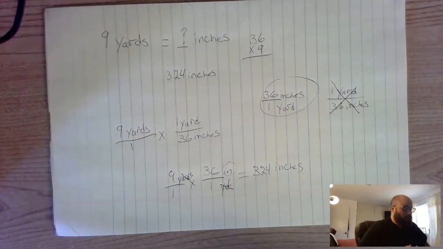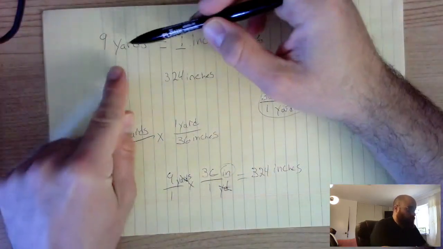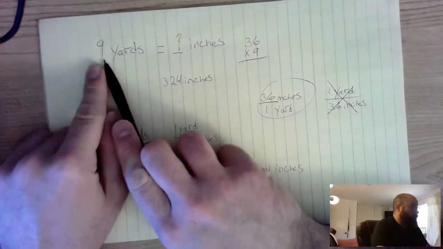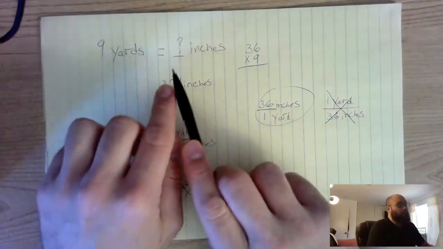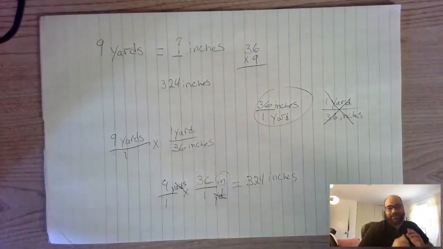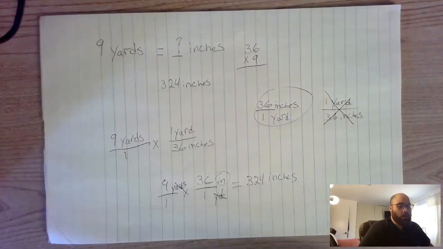in 9 yards. Now, if you're looking at this, remember, 324 is larger than 9, but yards are larger than inches. Bigger unit, smaller number. Smaller unit, bigger number. So that can help answer some of the questions about, is this going to get larger? Am I going to be multiplying? Is it going to get smaller? All right, let's take a look at another example.